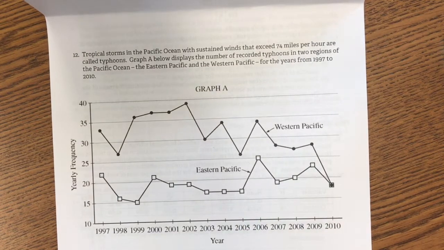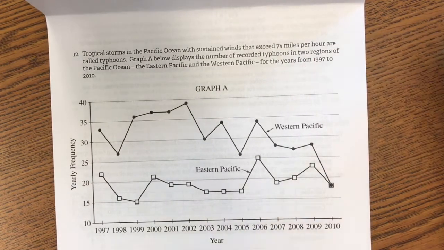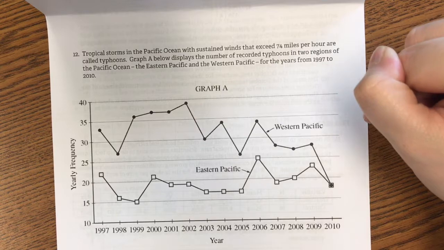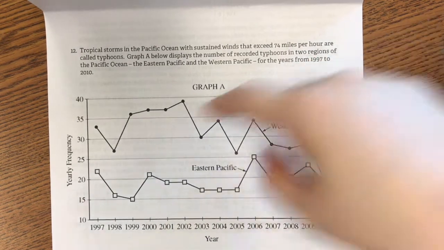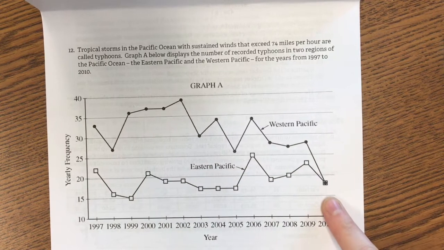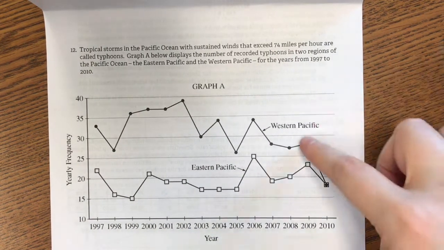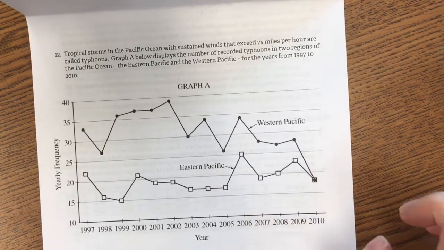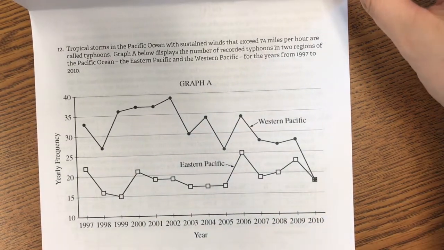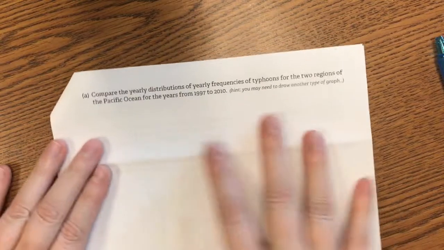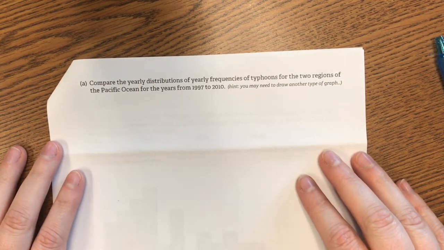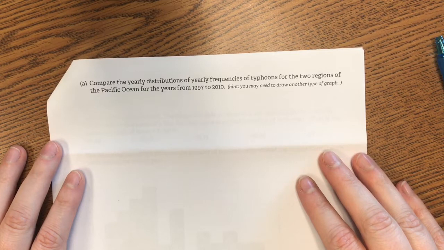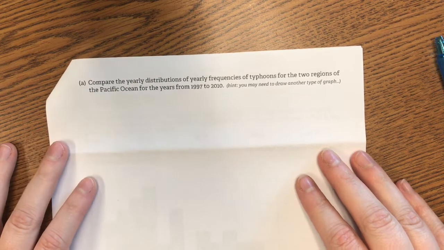Alright, so I wanted to do a video. This is a problem in the descriptive packet that we had in class. This is number 12, where we have these time plots of the yearly frequencies of typhoons for Western Pacific and Eastern Pacific Ocean. So the question is asking us in part A to compare the yearly distributions of frequencies of typhoons for the two regions from the years 1997 to 2010.